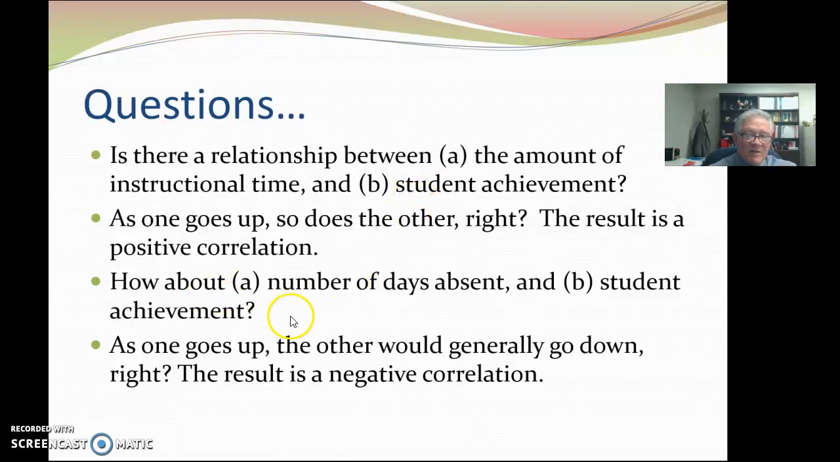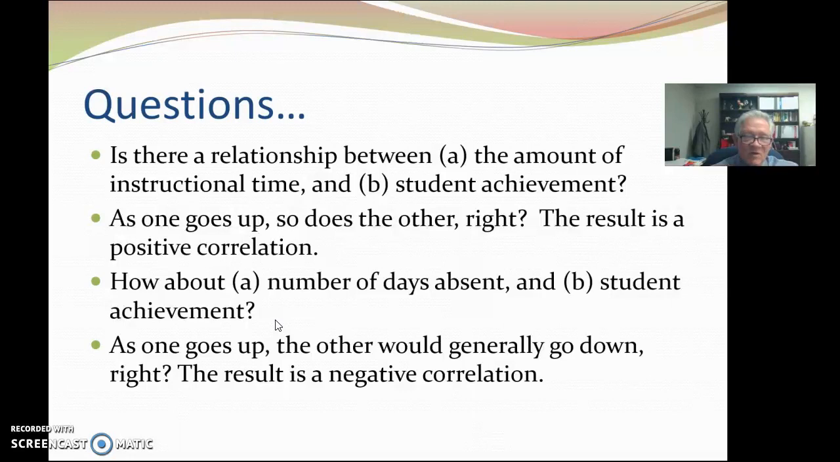Another example, how about the number of days absent and student achievement? Well, we know that the more days a student is absent, the more their achievement scores are going to decline. So that is a negative correlation. As one goes up, the other goes down, generally, a negative correlation.